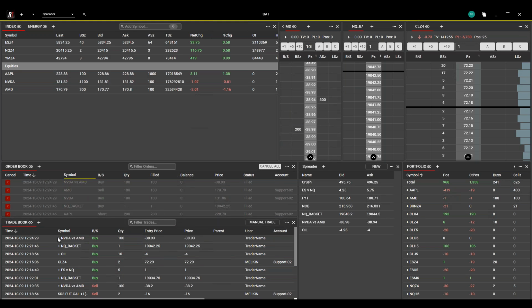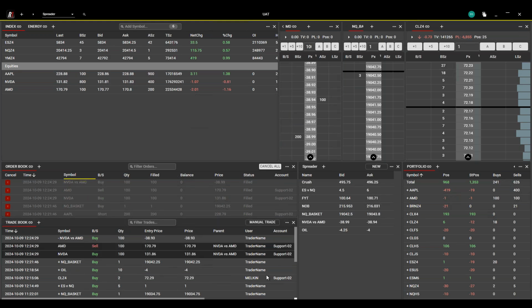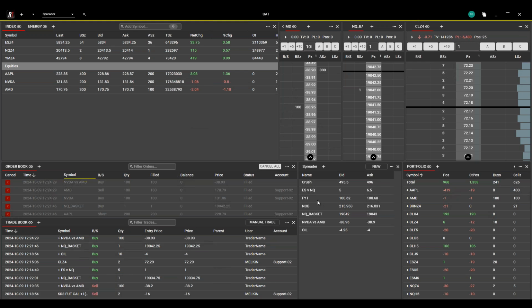My 100 lot now, my NVIDIA versus AMD, I can see that I did get my entry price, 38.93, and there are my individual legs on each side of the stock. You do see as well in my spreader component, I've created a couple of frequently traded spreads.